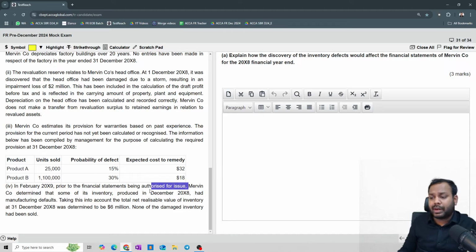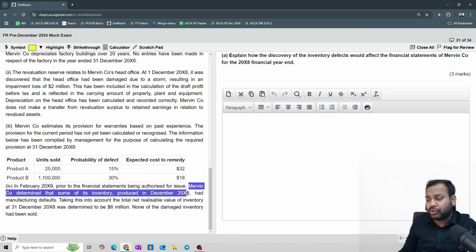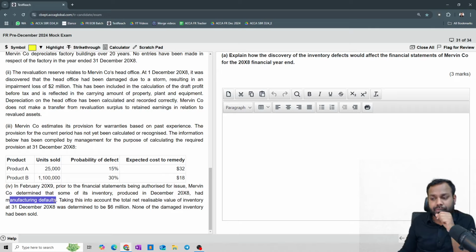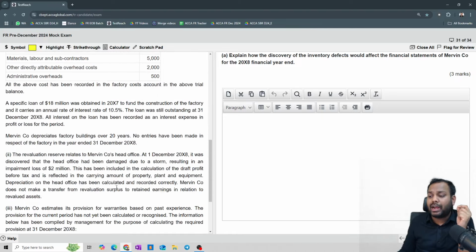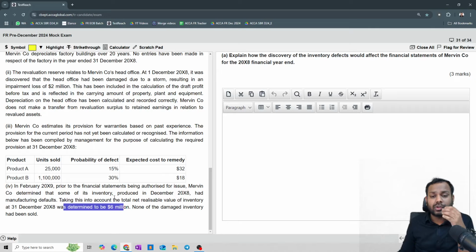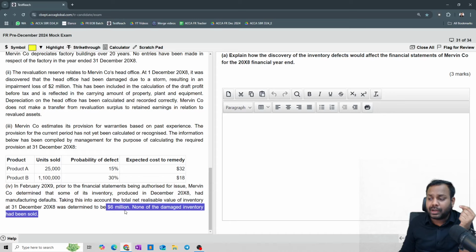Now it says Mervyn Company determined that some of its inventory produced in December 20x8 had manufacturing defects. The net realizable value of the inventory at 31st December 20x8 was determined to be 6 million. None of the damaged inventory has been sold. So the inventory had a cost of 8620 and an NRV of 6 million. We record the inventory at the lower of cost or NRV as per IAS 2 on inventory, so at $6 million, and the difference of 8620 minus 6000 will be recognized in P&L as a decline in the value of inventory.